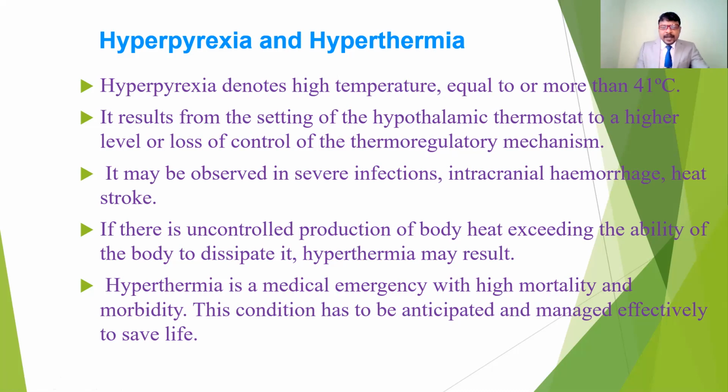This condition has to be anticipated and managed effectively to save life. That is the reason we have to diagnose properly, with differential diagnosis. Why is the fever on alternate days? Why is the fever high, more than 41 degrees centigrade? Why does the temperature suddenly fall and suddenly rise? If you understand the mechanism of body temperature, we can rule out the causative factors. According to the causative factors, if we give proper treatment, we can prevent mortality and morbidity.